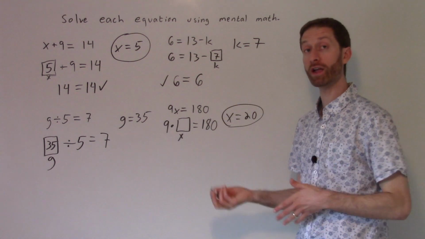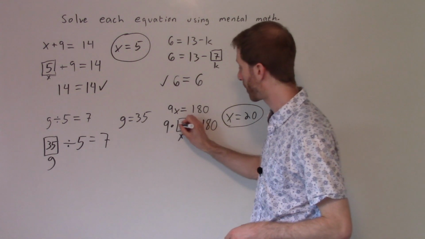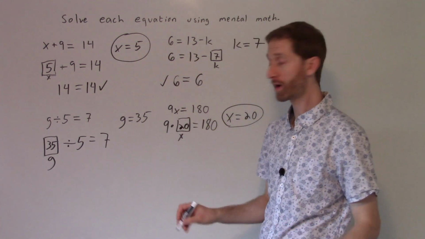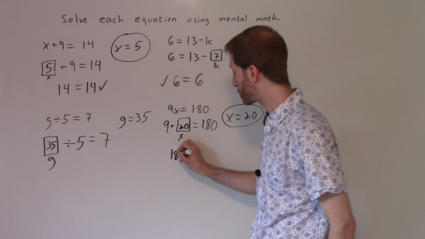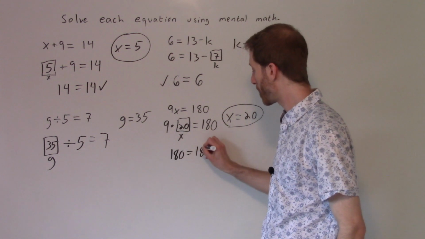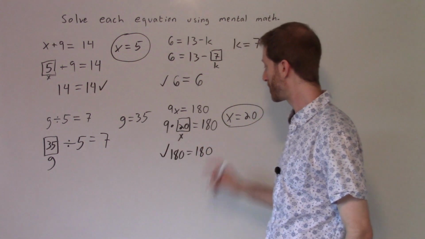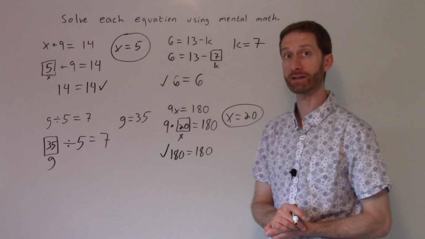We will check our answer now by evaluating 20 in here. So we replace x with 20, and sure enough, 9 times 20 is 180, which we know is equal to itself. So we know that our solution of x equals 20 is correct.